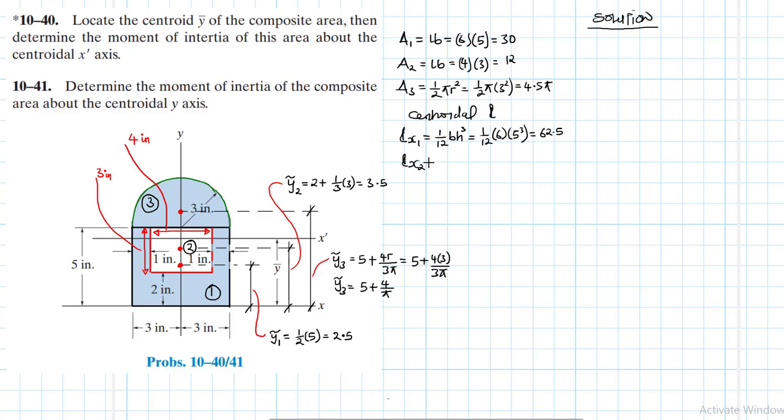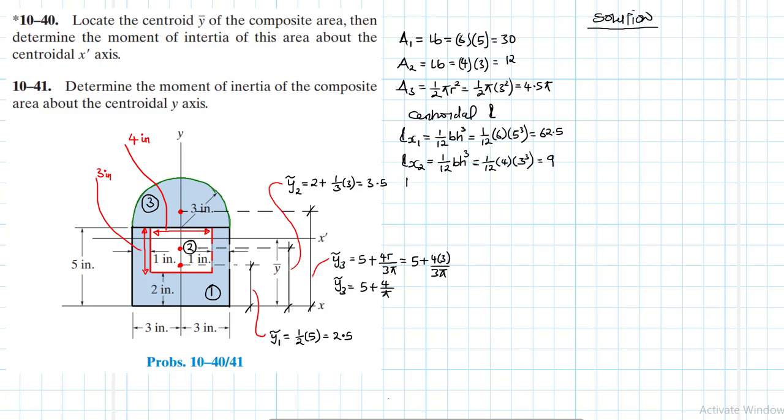The centroidal moment of inertia for part number 2, which is also a rectangle, is going to be equal to 1 over 12 b h cubed. What is this one equal to? This one is equal to 1 over 12. Our b is 4 and our h is 3 cubed. So if we do the calculation, 3 cubed times 4 divided by 12, we have a 9.